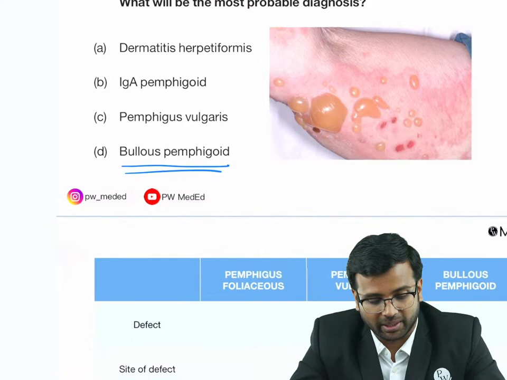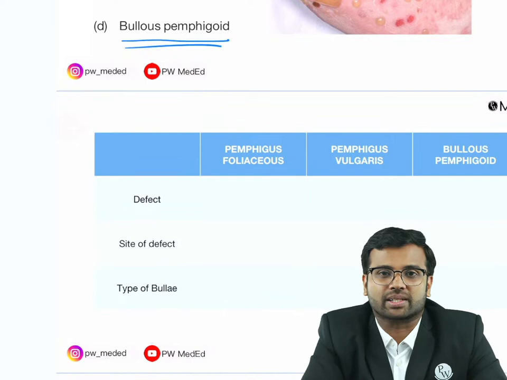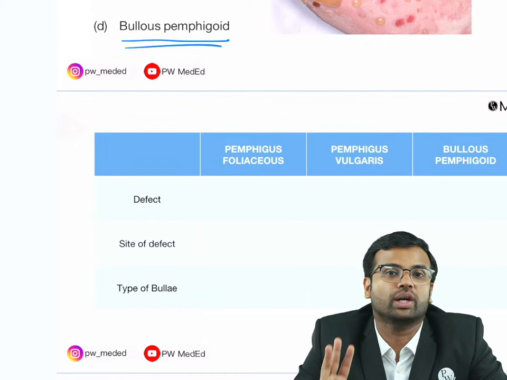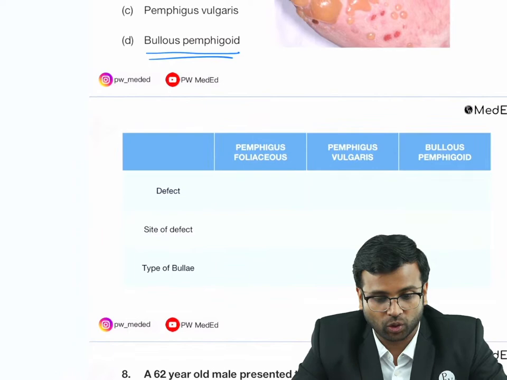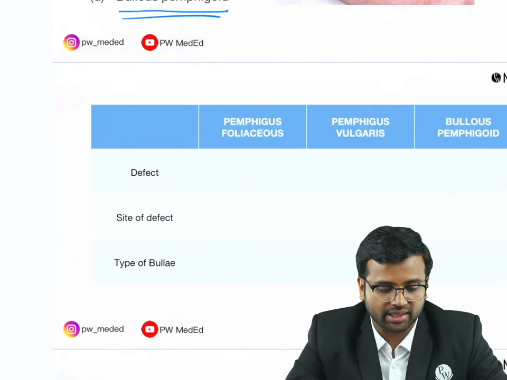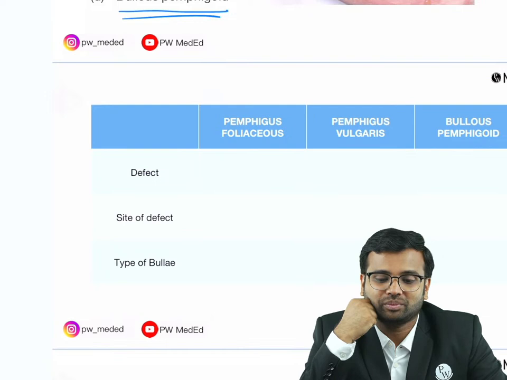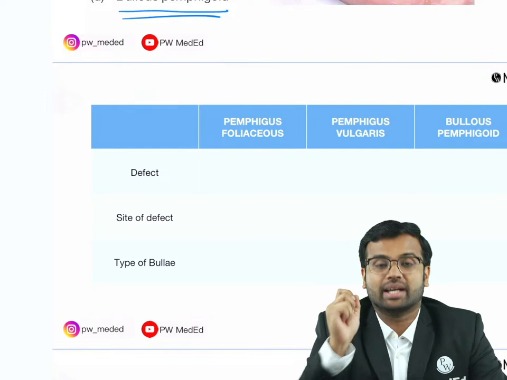Now, let us quickly see the basic differences, because whenever they ask you questions on vesiculobullous disease, they usually ask about pemphigus foliaceus, pemphigus vulgaris and bullous pemphigoid. Let us try to understand the important things here. So when it comes to pemphigus foliaceus, where is the defect? Options are desmoglein 1, desmoglein 3, BPAG1, BPAG2. Who can answer? Yes, in pemphigus foliaceus, the defect is going to be in desmoglein 1.